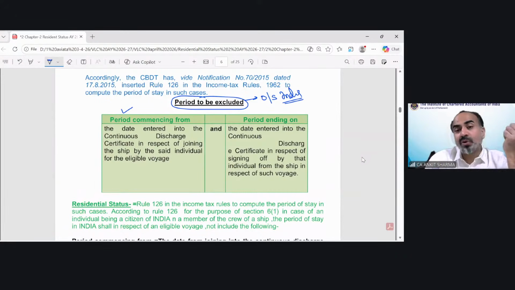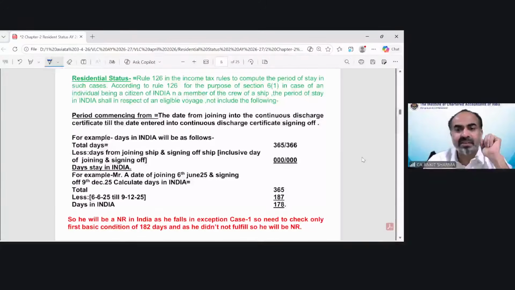What is the period? I have told you. The date entered into the continuous discharge certificate. The date of entered certificate. From that date till the signing of certificate date. The date of signing of certificate. This duration will be counted as outside. You might be thinking how to calculate. So for your easiness, there is the question. The date from joining the continuous discharge certificate till the date entered into continuous discharge certificate signing off. This is the period we will assume outside India.